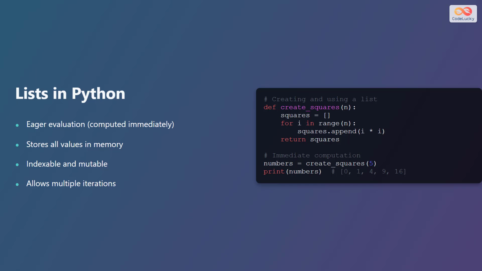Here is an example. The code defines a function called createSquares that takes an integer n as input. Inside the function, a list named squares is initialized. A for loop iterates from i equals 0 to n minus 1. In each iteration, the square of i is calculated using i multiplied by i, and then appended to the squares list. Finally, the function returns the squares list. After calling the function createSquares with argument 5, the result is stored in a variable called numbers. When the numbers list is printed, it outputs 0, 1, 4, 9, 16, which are the squares of the numbers 0 through 4.